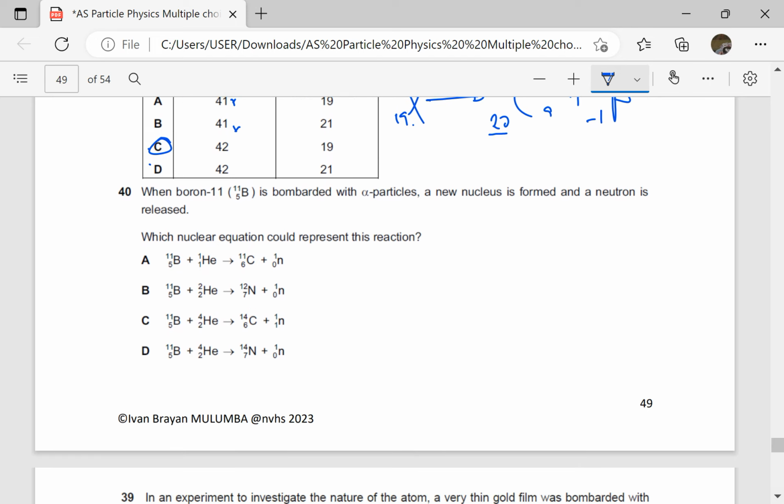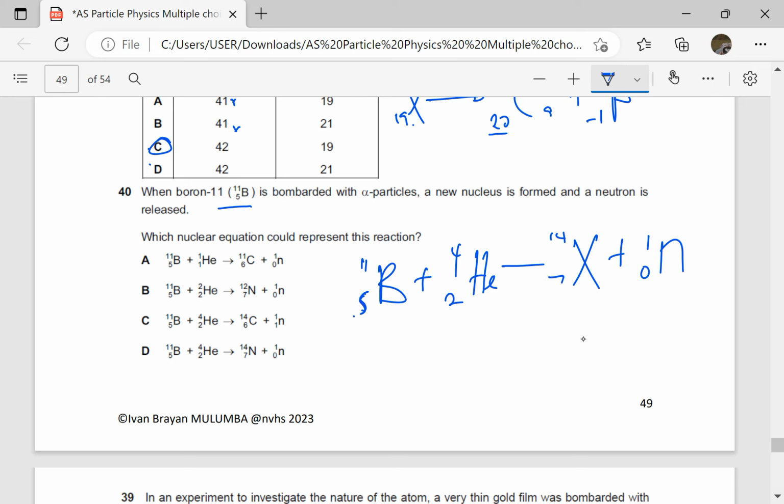Which nuclear equation could represent the reaction when boron is bombarded with an alpha particle? Boron is bombarded with an alpha particle, which is He 4 2. A new nucleus is formed and a neutron. So let's say what is formed is X plus a neutron, which is n 1 0. Because 11 plus 4 is 15, X should be 14. Because 5 plus 2 is 7, this should be 7. So X should be 14, 7. This is wrong, this is wrong, this is wrong. So the answer is D.